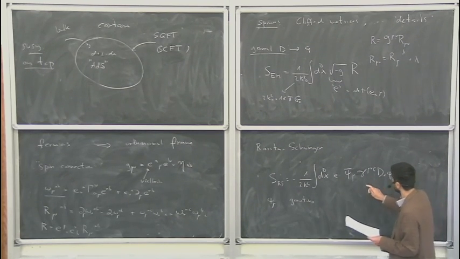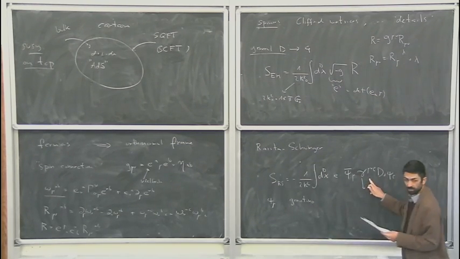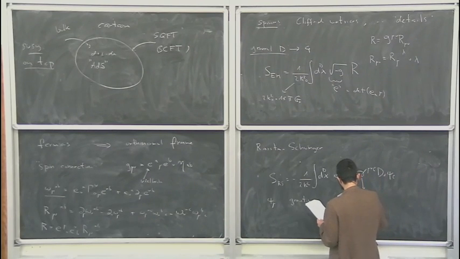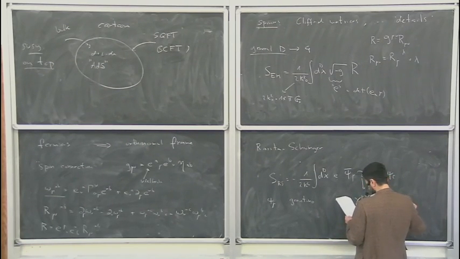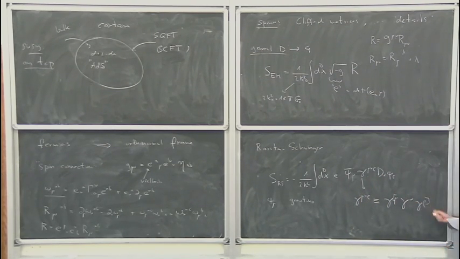This expression here stands for an antisymmetrization of gamma matrices. So let me just write it. By definition, this is gamma mu, gamma nu, gamma rho, totally antisymmetrized on the indices mu, nu, rho.